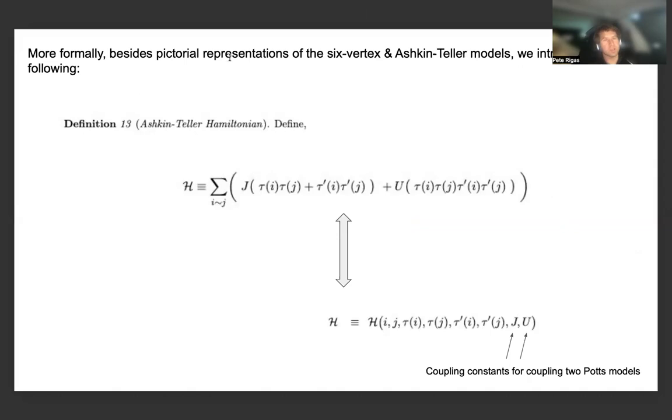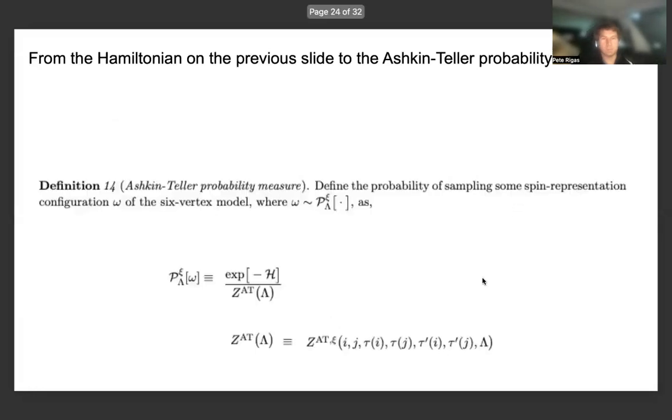But more formally, besides the pictorial representations of the Ashkin-Teller model and its connections to the six vertex model, we introduce the following definition, which exactly reproduces the definition provided in the Glazman-Peled paper, in which the Hamiltonian, which is used to define the probability measure, relates to the fact that the Ashkin-Teller model can be constructed from coupling two Potts models together. It is given by two two-point interactions, between tau and tau prime respectively, as well as one four-point interaction between all of the terms of tau and all of the terms of tau prime at the lattice sites i and j over the square lattice.